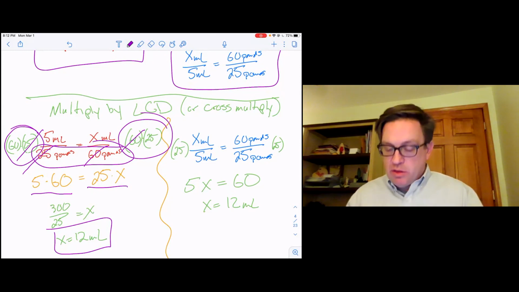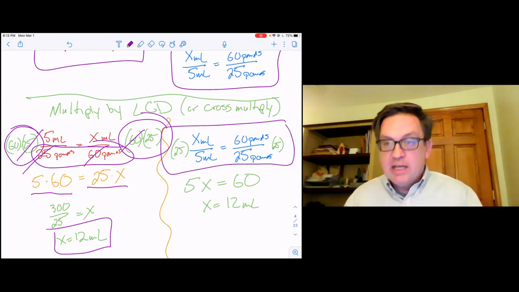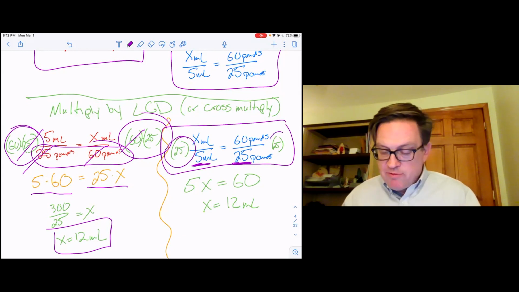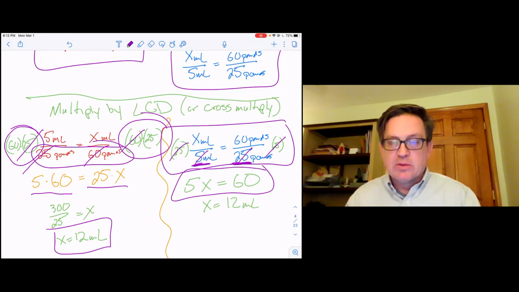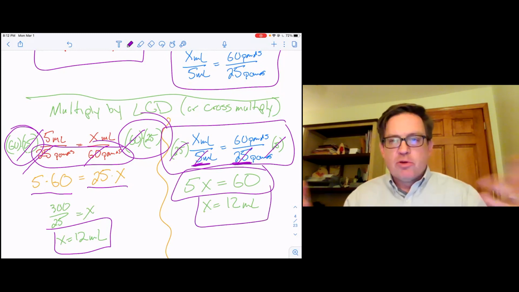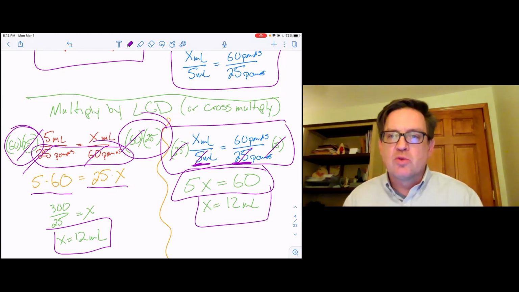If you do it with the version on the right, you might see that the common denominator of 5 and 25 is 25. So just multiply by 25 on both sides, like I did there. And the 25s cancel, the 25 and 5 leaves you with 5x equals 60, which, third time's the charm, also equals 12 milliliters.